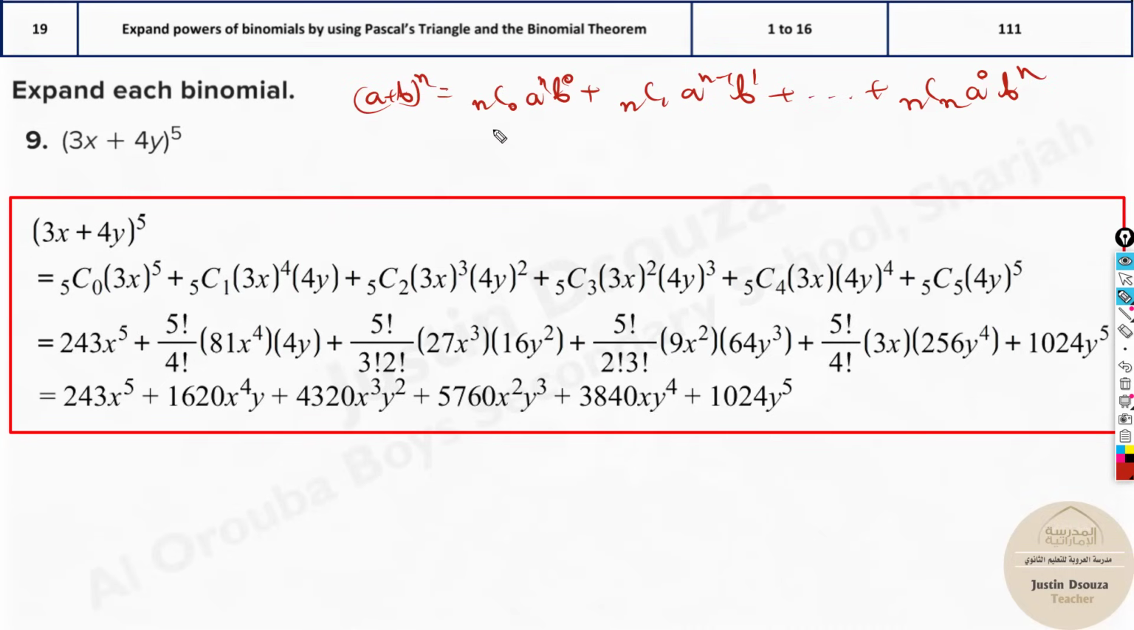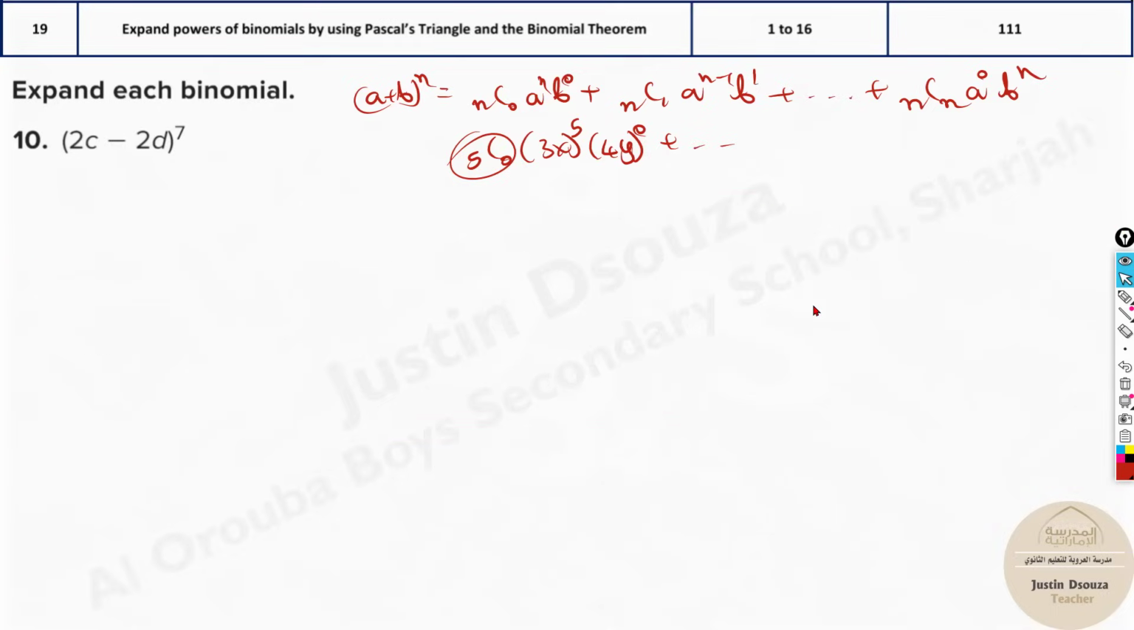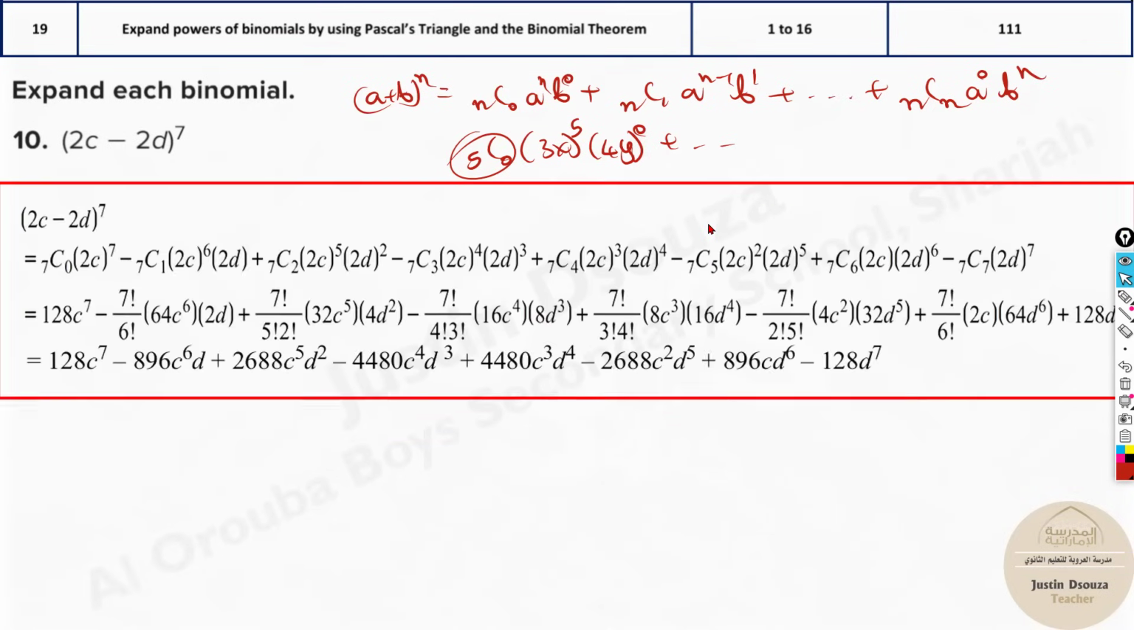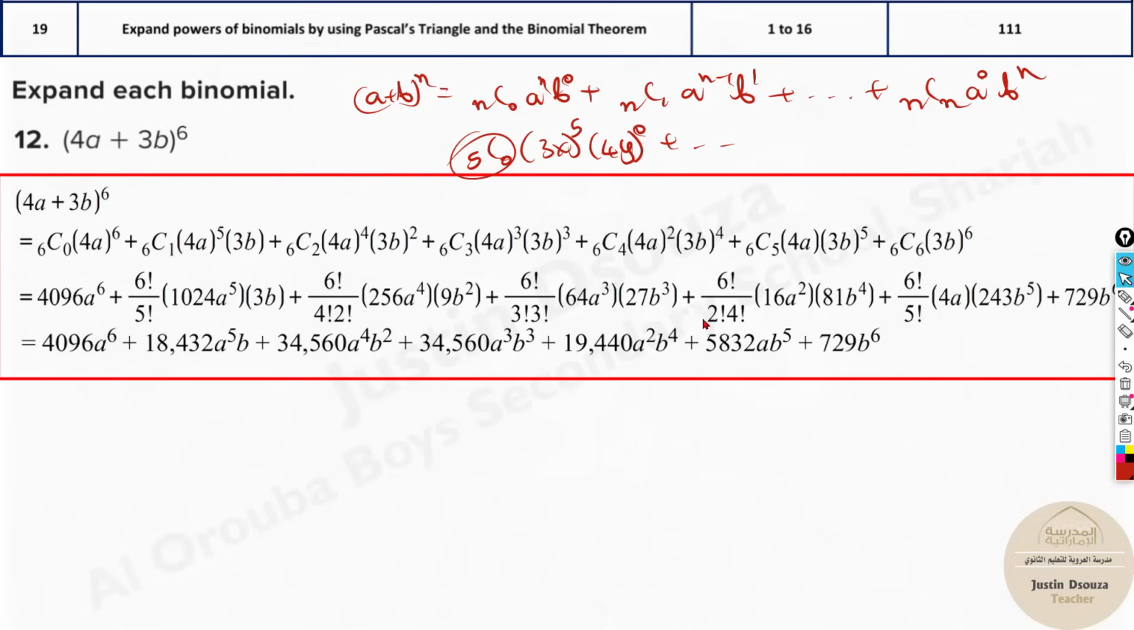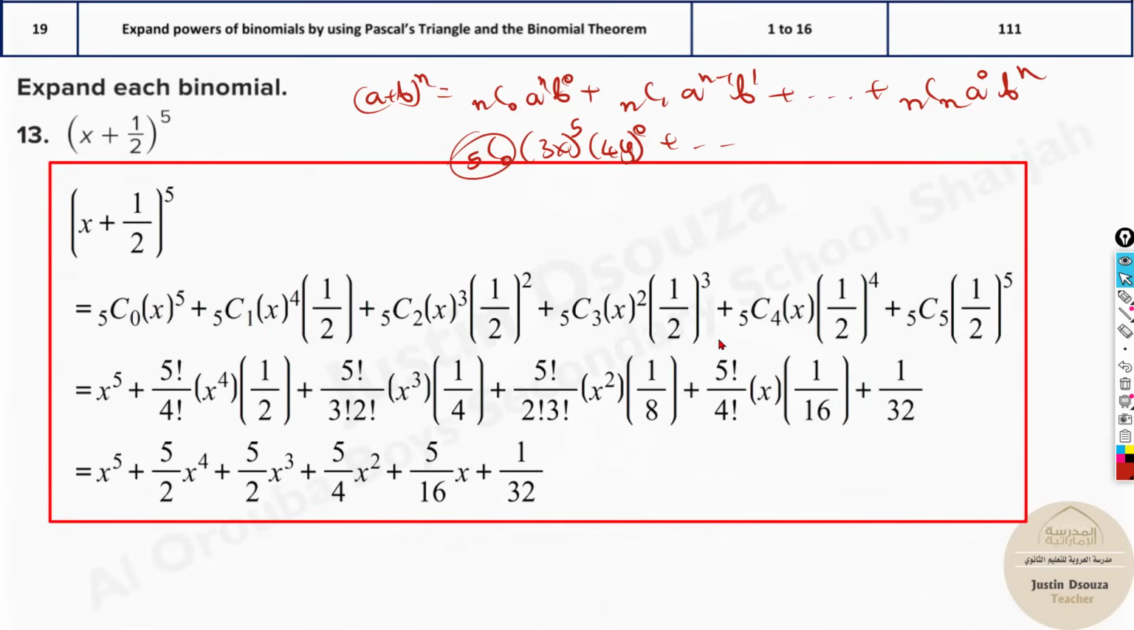Now looking at this, you can do any of the formula. What is this? It's 5C0. What is a? It's 3x to the power 5. What is b? 4y to the power 0, plus, and then you can continue it. And then use the calculator to directly get these coefficients, and then you can simplify the numbers as well. So please do solve them by yourselves. These are similar problems, the same. Please go through each of them. If you understood this thoroughly, it's fine.